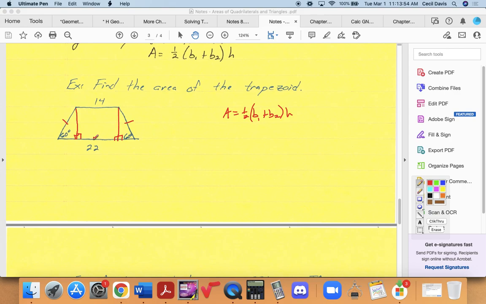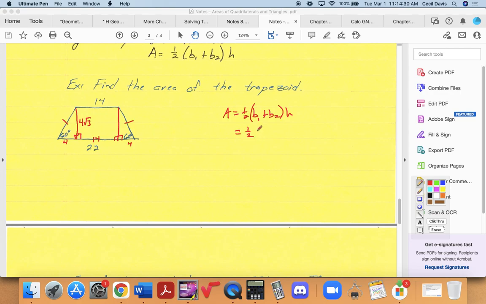So if this part of the base is 14, how much is left for these two parts together? 8. So each one of them is 4. And then the height will be, from the 30, 60, 90 triangle, 4 square roots of 3. Thank you. So when we have 30, 60, 90 triangles and 45, 45, 90 triangles, we'll still use those rules. If it's some other weird angle, we'll grab our calculators and do trigonometry.